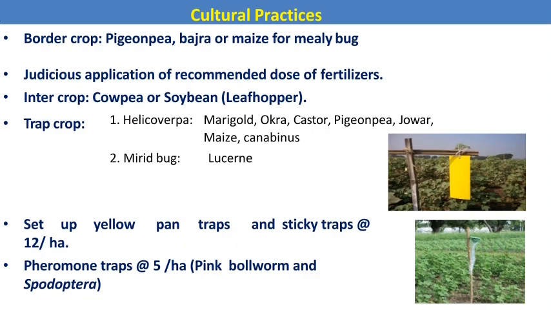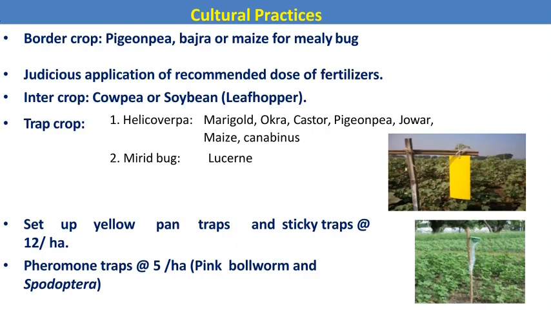Then cowpea or soybean we can use as an intercrop to reduce the infestation of leafhoppers or jassids. Here are some of the trap crops we can also use, like marigold. It is one of the effective trap crops against Helicoverpa armigera, also called the American bollworm. Then for mealybug we can use lucerne. Then the yellow sticky trap. This yellow sticky trap is mostly used against all types of sucking pests like aphids, jassids, thrips, whitefly, mealybug, and scale insects.